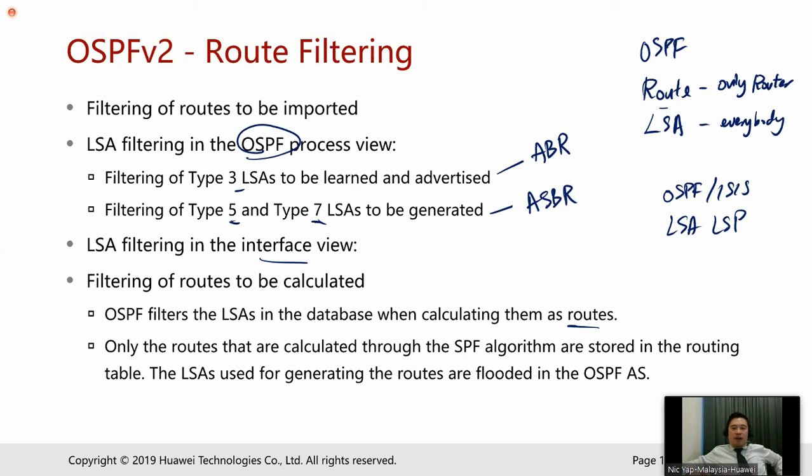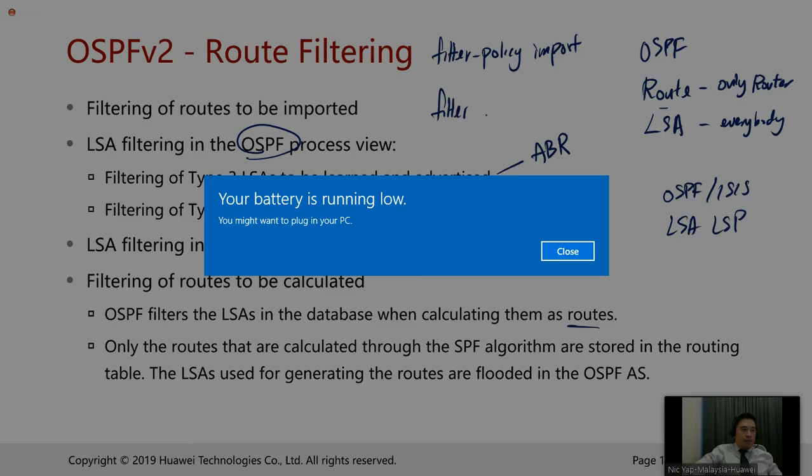For this route filtering, can you differentiate what type 3, type 5, and type 7 are? When we do this filtering policy, we use filter-policy. They have import and export. Filter-policy import, they always do it on the ABR. Filter-policy export, you do it on the ASBR. Import means they are going to filter LSA type 3. Export is LSA type 5 and type 7, done under the ASBR. You can only do it on the ABR and ASBR.